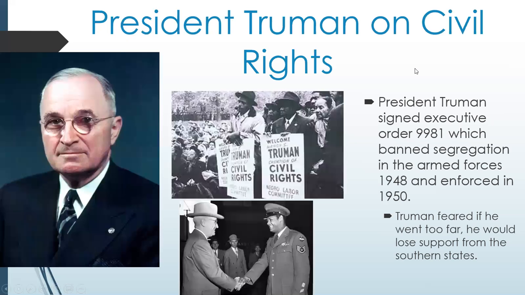All right. So President Truman on civil rights. Truman took over for Roosevelt, right, for FDR. Post-World War II, Truman signed Executive Order 9981. This bans segregation in the armed forces. So President Truman will ban segregation in the armed forces.